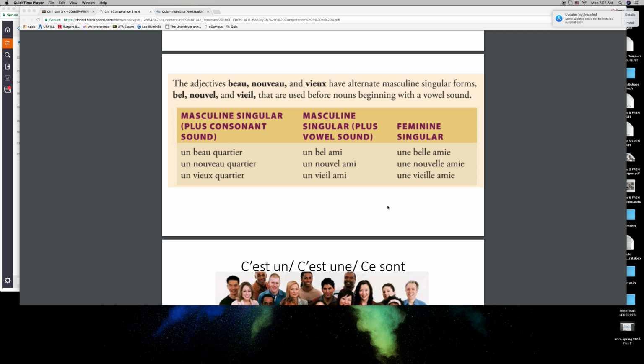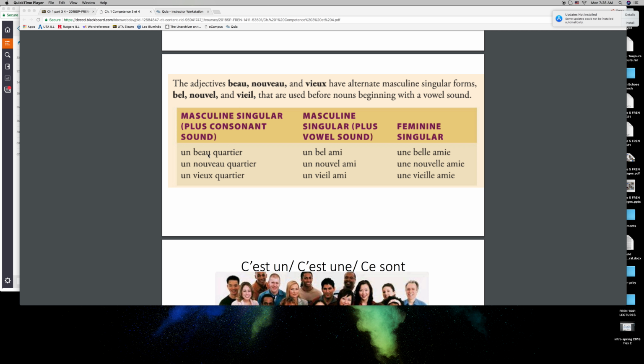Okay? And beau, nouveau, and vieux have an alternate masculine form if the noun begins with a vowel. The reason why we have a third form for these three masculine adjectives is that in French, the structure they like is consonant, vowel, consonant, vowel, and they avoid having two vowels together. Okay?